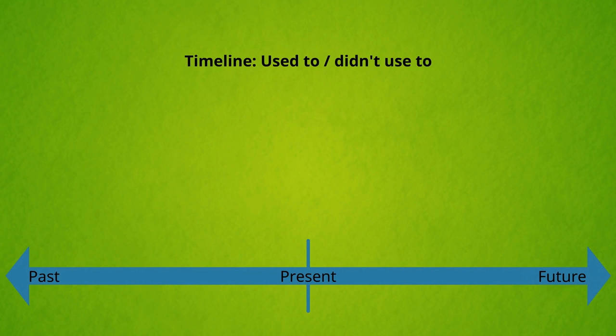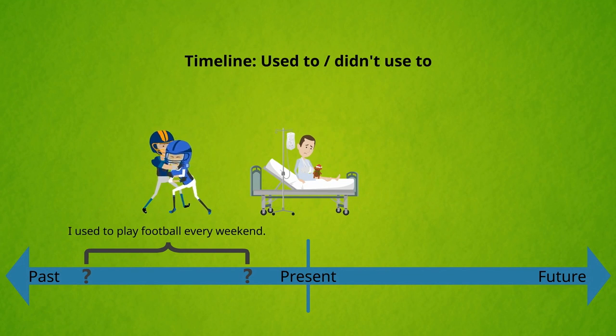Looking at a timeline, used to and didn't used to talks about something that happened regularly in the past. It started at an unknown time in the past and stopped happening at an unknown time in the past. For example, I used to play football every weekend.